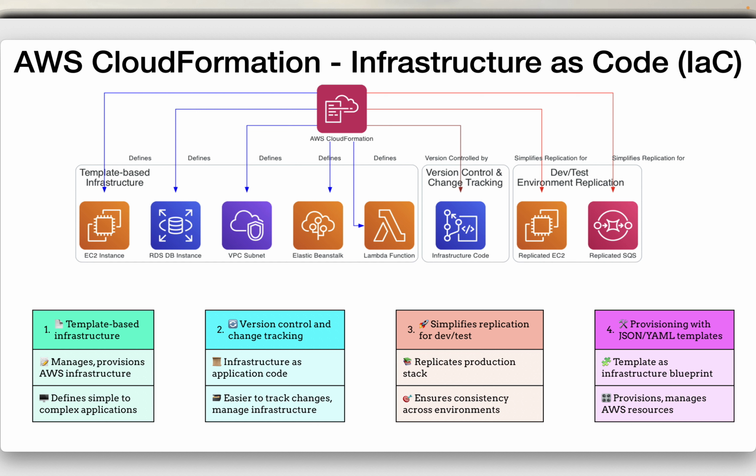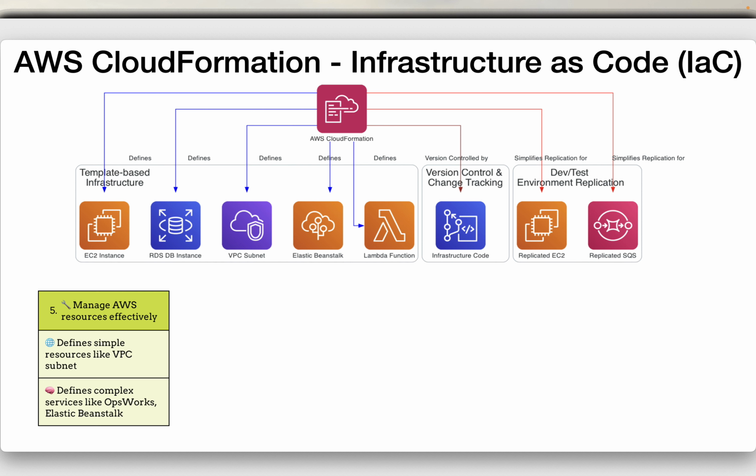Fourth, you can create a JSON or YAML template that serves as a blueprint for your infrastructure and application stack. CloudFormation uses this template to provision and manage your AWS resources. You can define simple resources like an Amazon VPC subnet or complex services such as AWS OpsWorks or AWS Elastic Beanstalk within your CloudFormation templates. So CloudFormation pretty much supports almost all the AWS services out of the box.